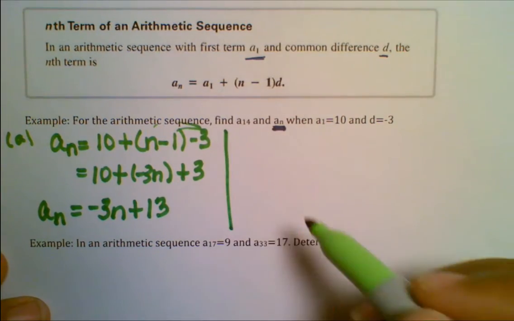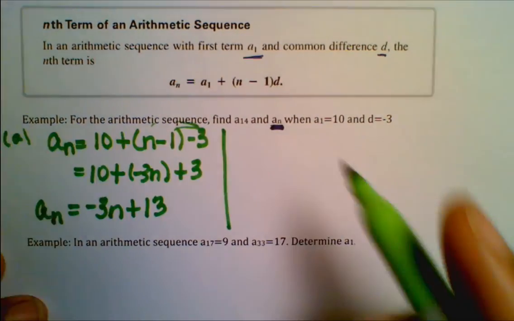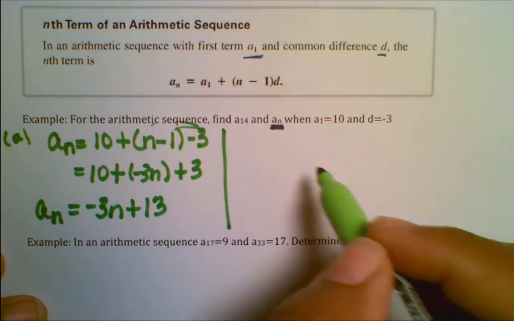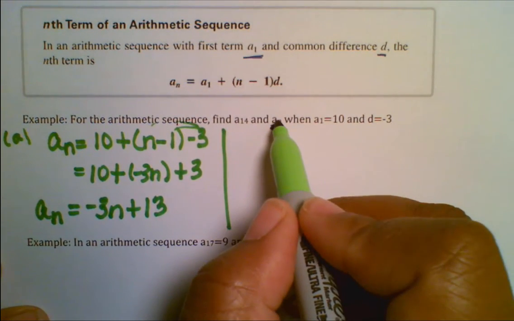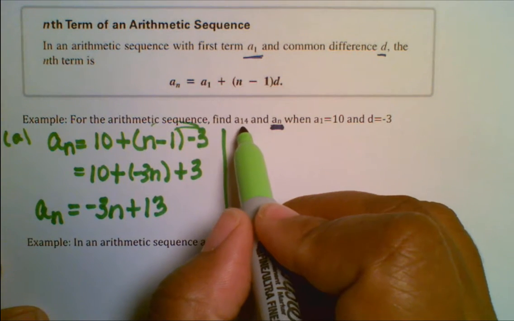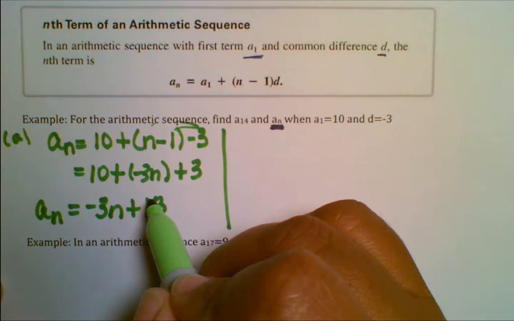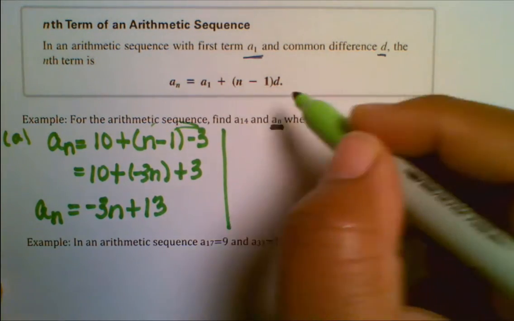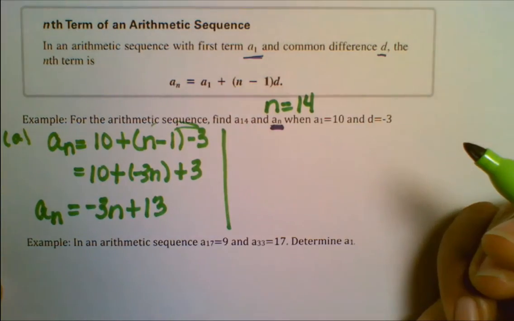Now we want to find the second part. It's asking us to find a sub 14. This is kind of backwards, because usually it should have said find a sub n first and then a sub 14. So let's go ahead and find a sub n first, because it'll be easier to substitute now that we know what our n is, since it's asking us to find the 14th term.